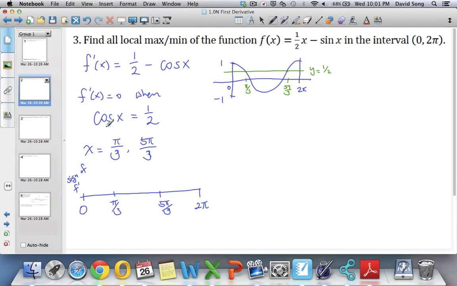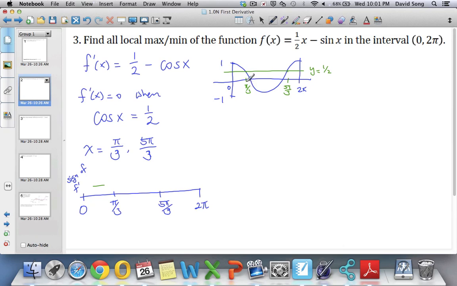So if you look at it, 1 half minus cosine x from 0 to pi over 3, the cosine x is actually bigger than 1 half, so you will get a negative sign, right? So you could also plug in any number between 0 and pi over 3, at least two angles, pi over 6 and pi over 4. So 1 half minus cosine of pi over 4. Then you can figure out that it's going to be a negative number.